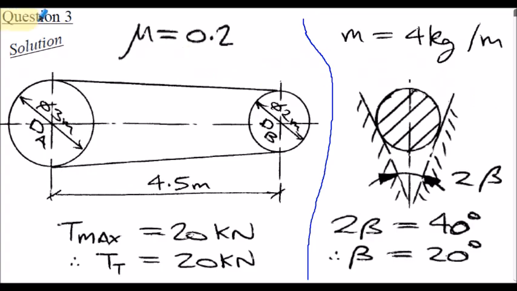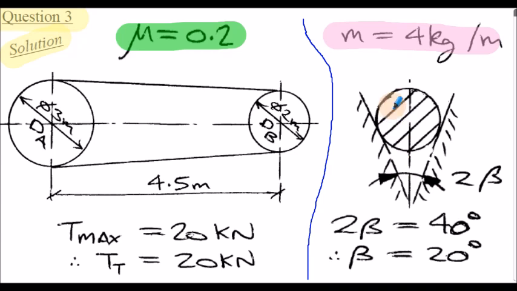So here's question 3, beginning of the solution. I'm going to let you review the solution at your own pace. I've extracted the various pieces of information given in the question. Those are the rope belt in this case. Remember that rope belts are analysed as V-belts. We were given the angle 2 beta, the total angle in the question, so we can find the semi-groove angle beta.